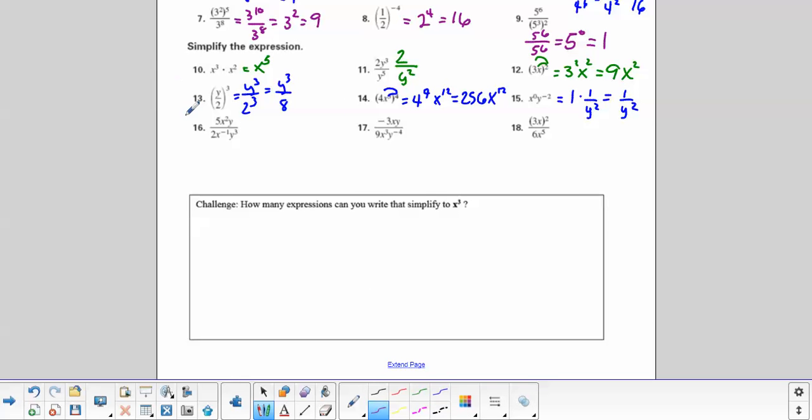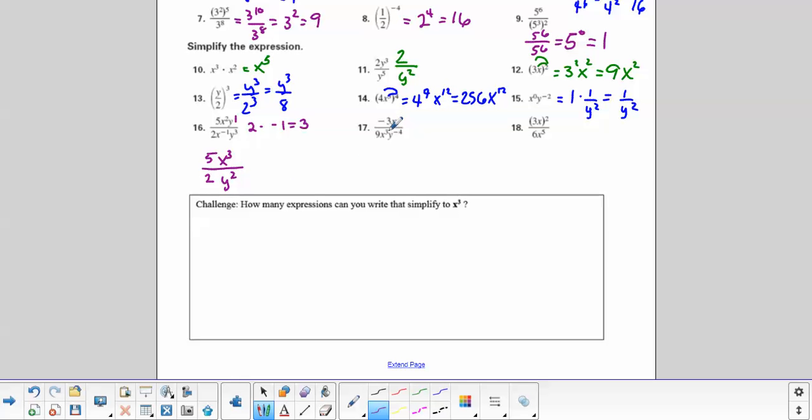Okay, last row. In 16, the 5 over 2 does not simplify. Remember, these are numbers, not exponents, so don't subtract the 5 and the 2. Leave that be. Two is bigger than negative 1, so I'm going to put my answer here on the top, but think about what is 2 minus negative 1. Minus negative is positive, so that's 3. That gives me x to the 3. And for the y's, the bigger exponent is on the denominator, so 3 minus 1 gives you y squared.